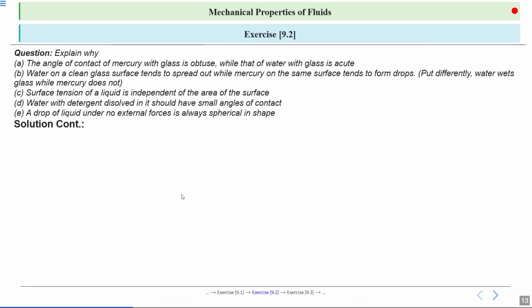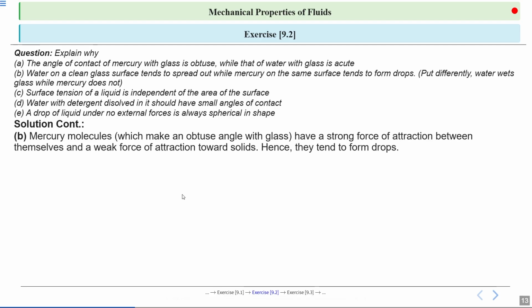Now, B part. Let's start with mercury. Mercury molecules are strongly attracted to each other, but not very attracted to glass. This strong internal attraction causes mercury to pull itself together, forming drops instead of spreading out. That's why the angle of contact between mercury and glass is obtuse, meaning the drop sits up high on the surface.